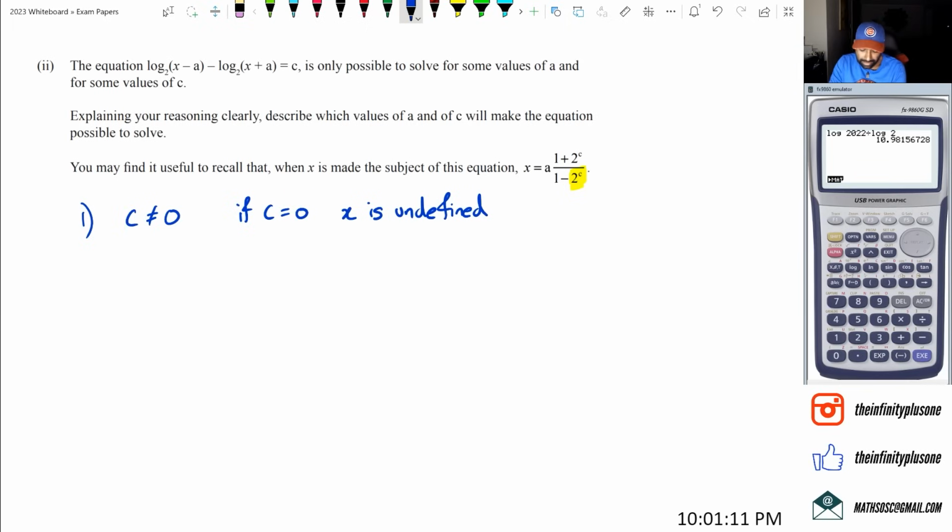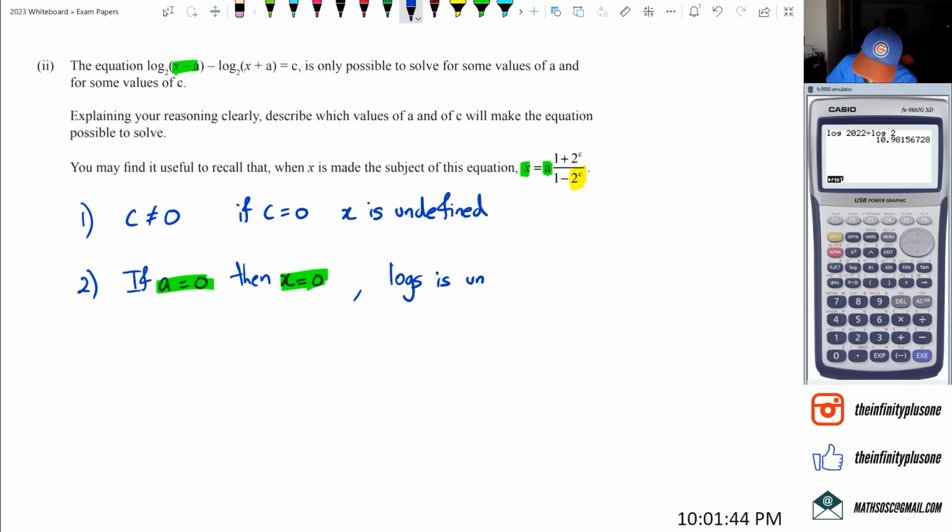Now the second constraint is if a equals 0, then x becomes 0. How do I know that? Because have a look at this. If a is equal to 0, then x is equal to 0. Now if x and a are equal to 0, you can't actually take log of 0. So again, if a equals 0, then x equals 0, and what can we say? Logs is undefined.